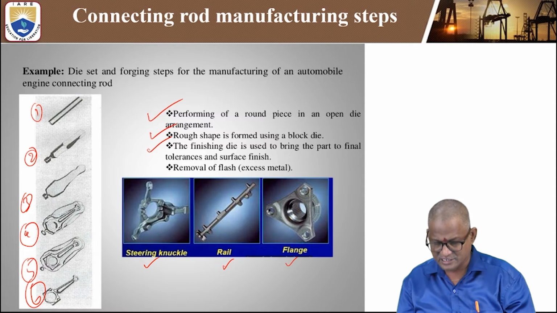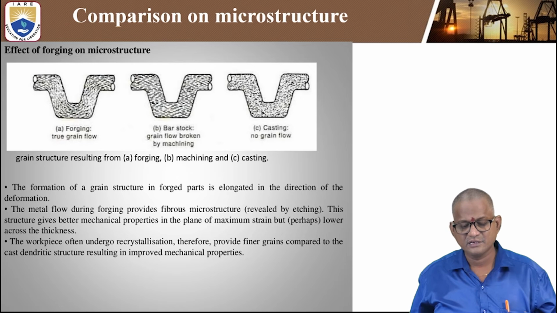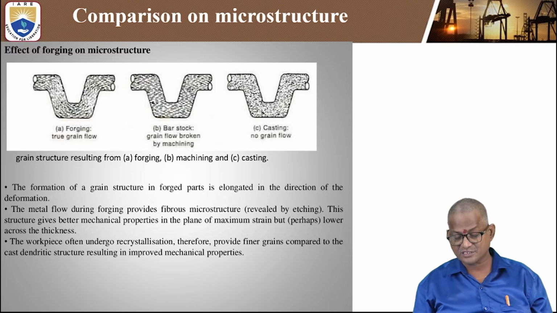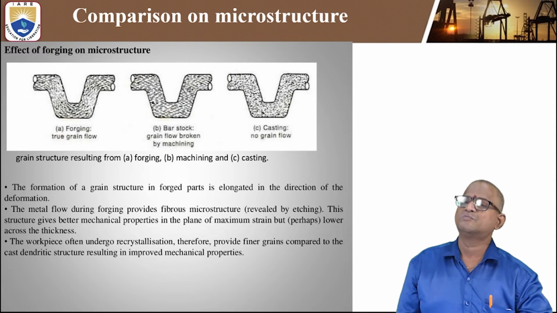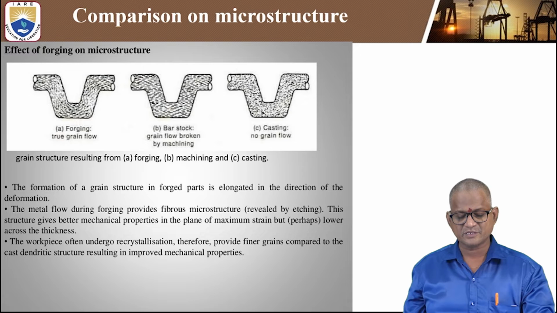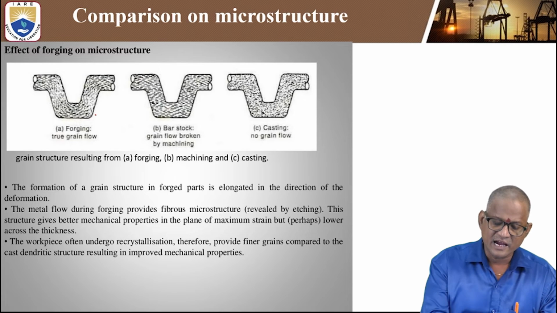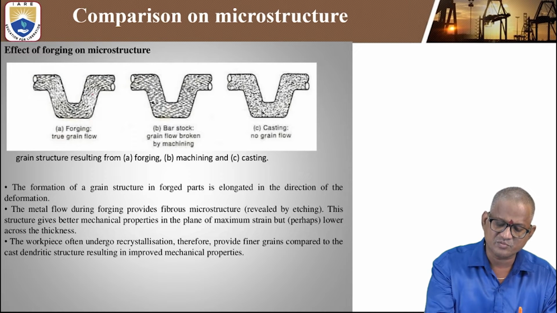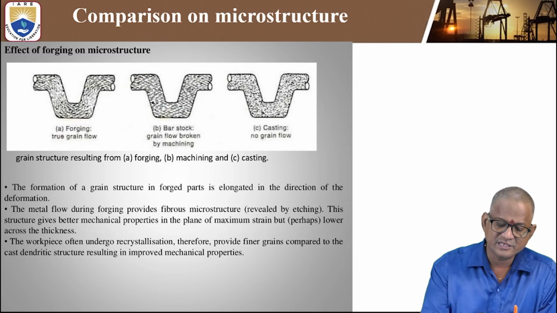Automobile engine connecting rods. Okay. So next let us see some important microstructures. People still need to understand the microstructure of the forging operation. From the diagrammatic representation itself, we can see that at the sharp corners, more grains should be formed.